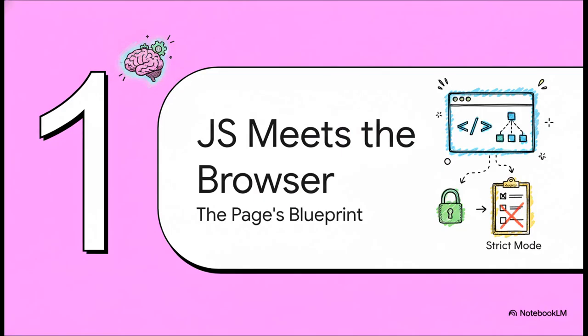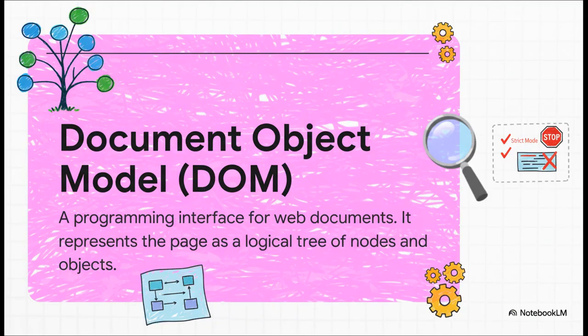Well, the answer is all about the bridge that connects your script to the browser. And that bridge is built on something we can think of as the page's digital blueprint. That bridge is called the Document Object Model, or the DOM. Now, the most important thing to get your head around here is that the DOM isn't a language, it's a programming interface. It's a live, in-memory representation of the entire web page that our code can directly talk to.